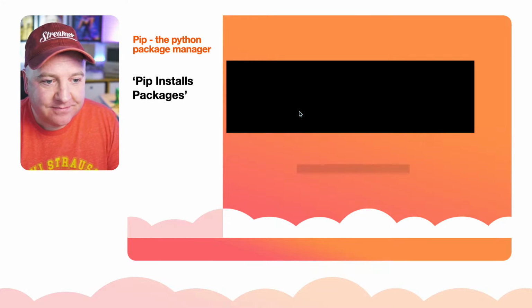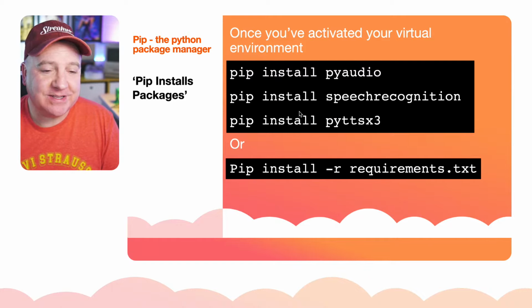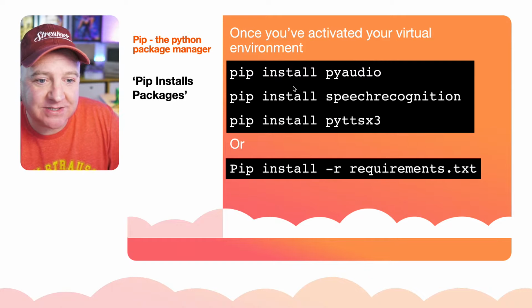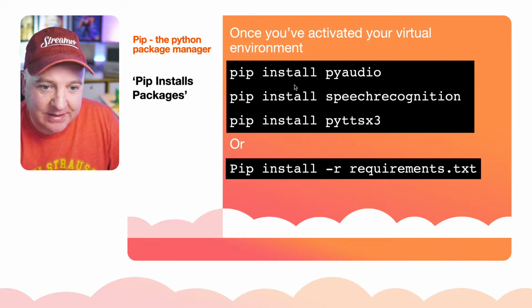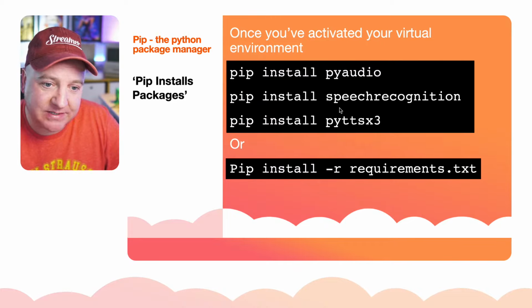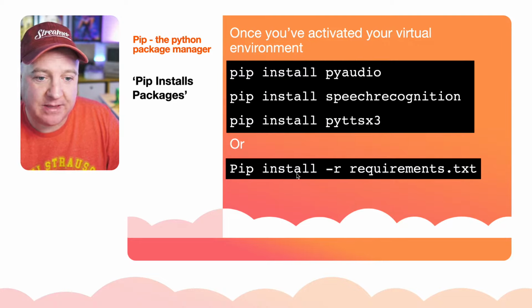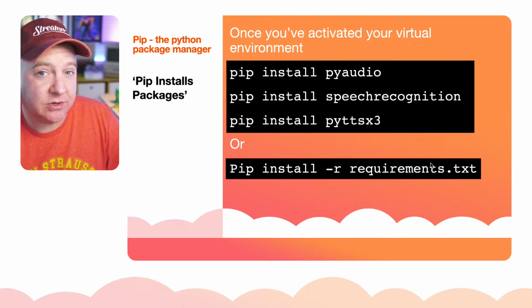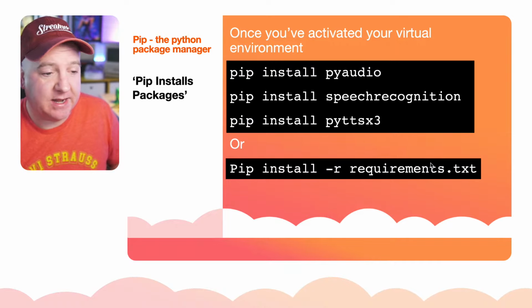Okay, and then we need to install some packages. So I'm going to show you the easy way to do this. We can either manually install these things by going pip install pyaudio, pip install speech recognition, pip install Python text-to-speech 3, or I've created a file in that Git repository called requirements.txt, and if you do pip install -r requirements.txt, it will grab all the requirements and install them for you, and it'll just work.